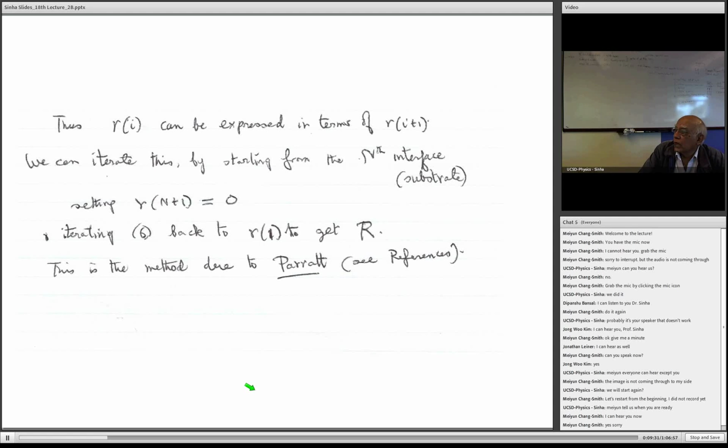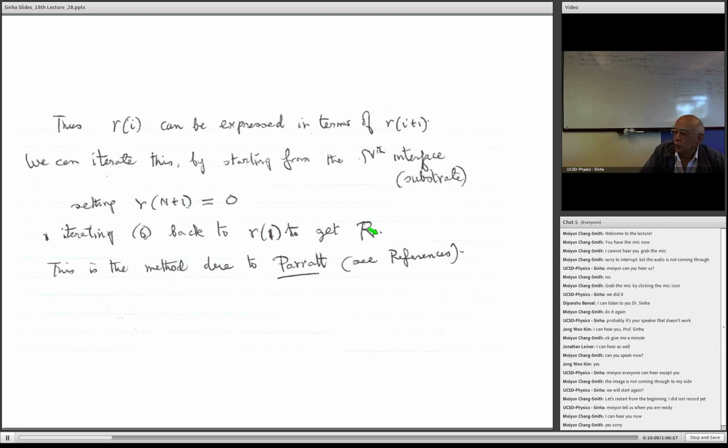So we can iterate this by starting from the nth interface to the substrate and work backwards. We know that the reflectivity of n plus 1 below the substrate is 0. There's no reflected wave coming back at you from the substrate. And so if we iterate that equation back to R1, we get the reflectivity. And this is the method due to Parratt. All these are discussed in the references I'll give you at the back of this lecture, and it'll be in my notes.